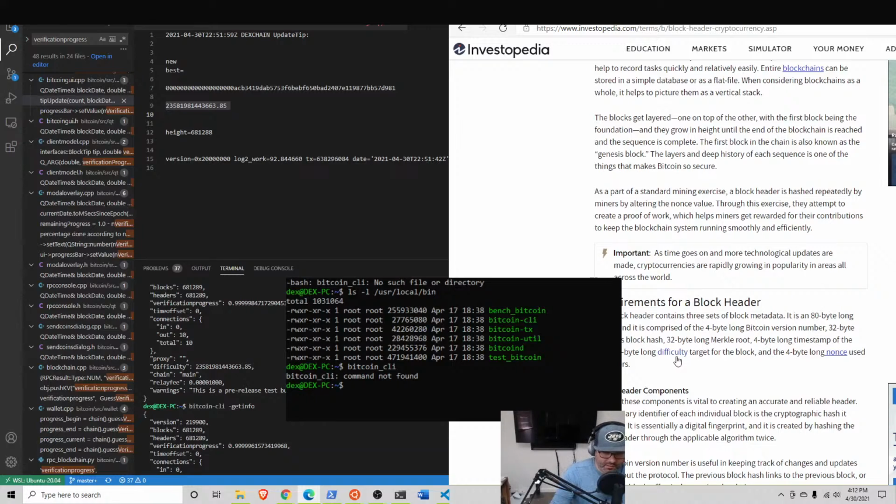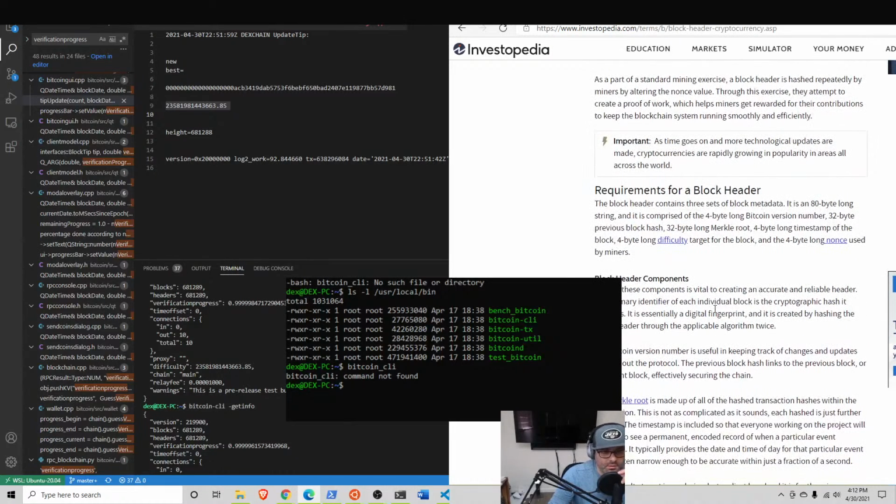Okay, sorry. 4 byte long timestamp of the block. 4 byte long difficulty type. Block header contains a set of block data. It's an 80 byte long string. It's comprised of 4 byte long Bitcoin version number, 32 byte previous block hash, Merkle root.